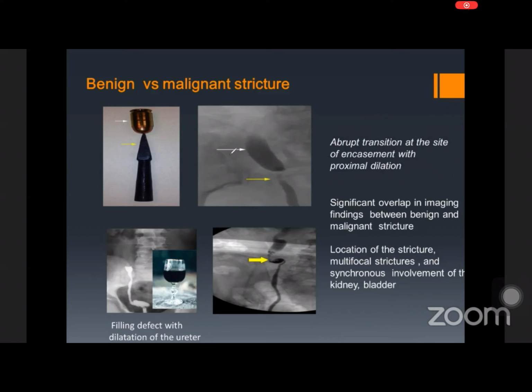So here we see a benign stricture with abrupt transition at the site of ureteric narrowing with proximal dilatation. Here we see a malignant stricture. A filling defect is seen in the ureter with dilatation of the ureter below the filling defect. This is commonly seen in slow-growing lesions. This is typical of a transitional cell carcinoma, and it is described as a goblet sign or a chalice sign. Here we see an irregular narrowing of the ureter, with multiple mucosal irregularities. These findings should raise a suspicion of a malignant stricture.